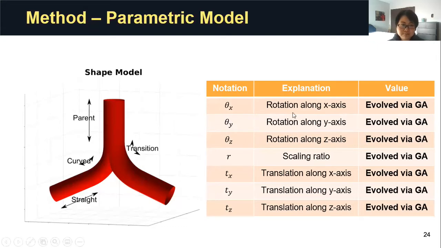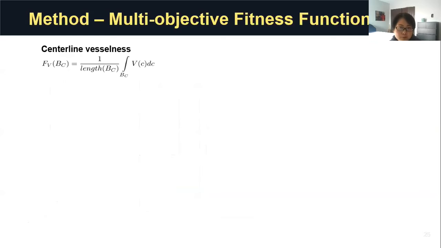We basically fix the parameters for the shape, but we use 7 parameters for moving the shape. We use 3 rotation parameters, 1 scaling parameter, and 3 translation parameters to move this model in the 3D space. We propose 5 different multi-objective fitness functions, which comprises 5 different objective functions.